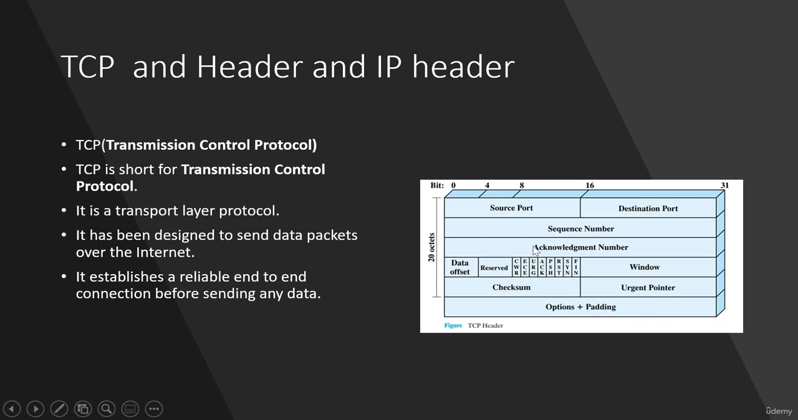So what information does it contain? The source port number and the destination port number. The source port is your machine's port number. That will be randomly generated when you try to communicate with another machine. The source port is always a random number, and the destination port is the service you're trying to access.